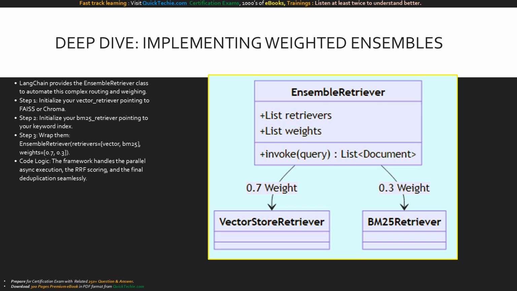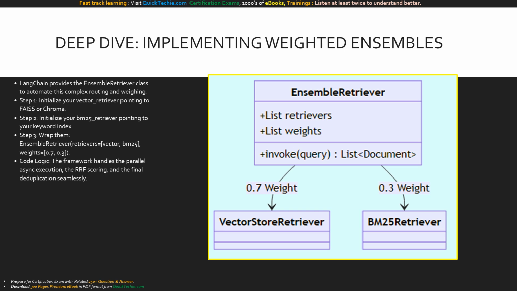First, you initialize your standard vector retriever, perhaps pointing to FAISS or Chroma. Next, you initialize a BM25 retriever mapped to your document corpus. Then, you simply wrap them together by instantiating the EnsembleRetriever. You pass it a list of your retrievers and, critically, a list of your weights.